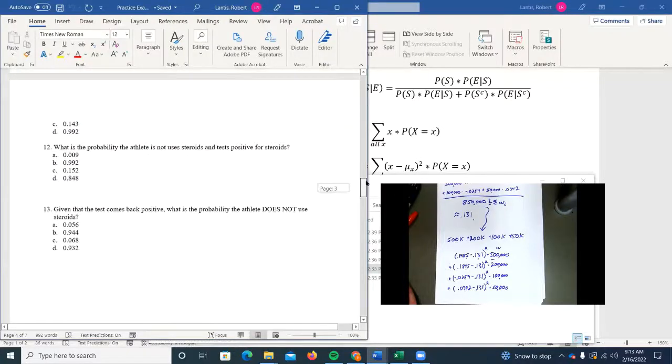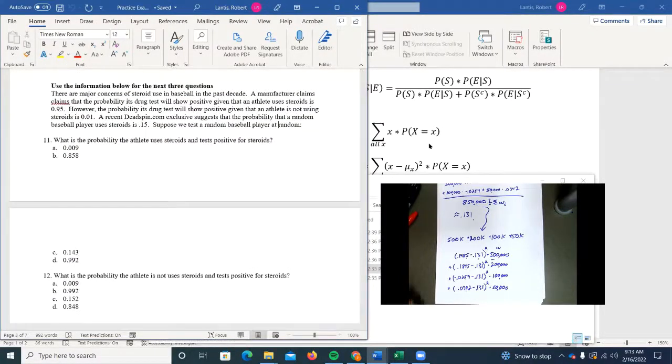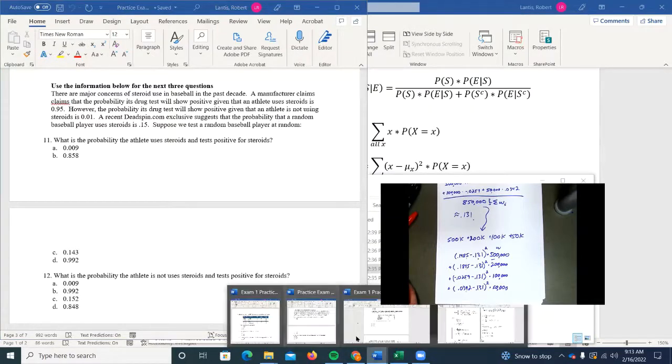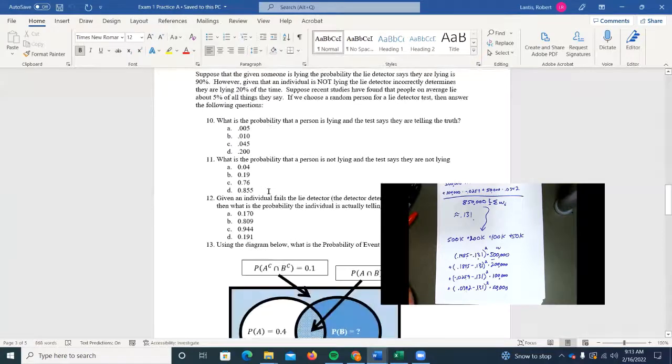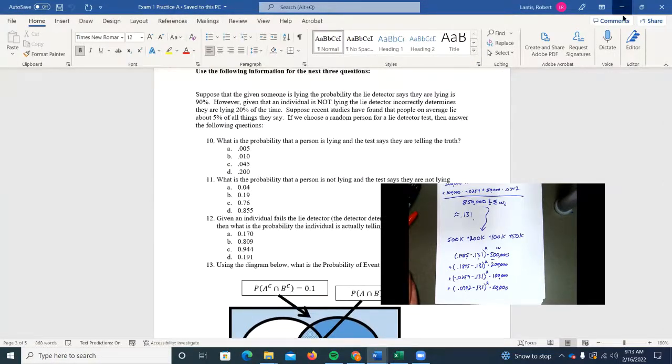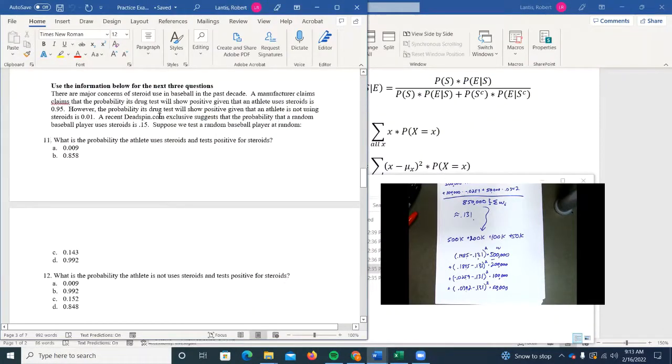Must have accidentally saved some work I did. So let's work through a Bayes theorem one and have some additional questions as well. Let me make sure, because I think I worked through a similar one. Yeah, I did the lie detector one in that video. So this one has steroid use in baseball, and we're given some information and asked some questions.